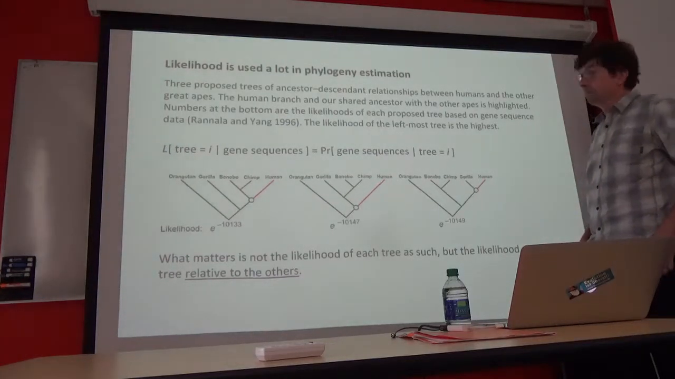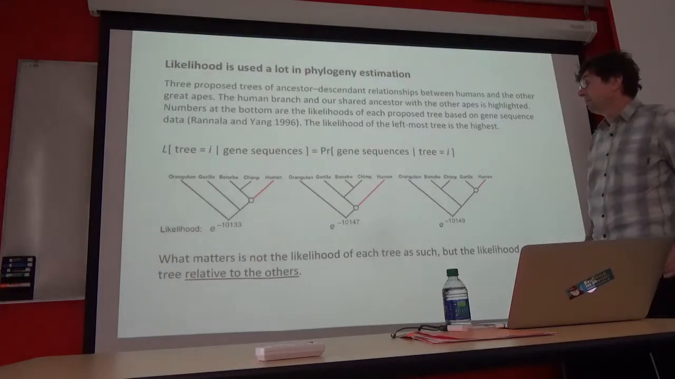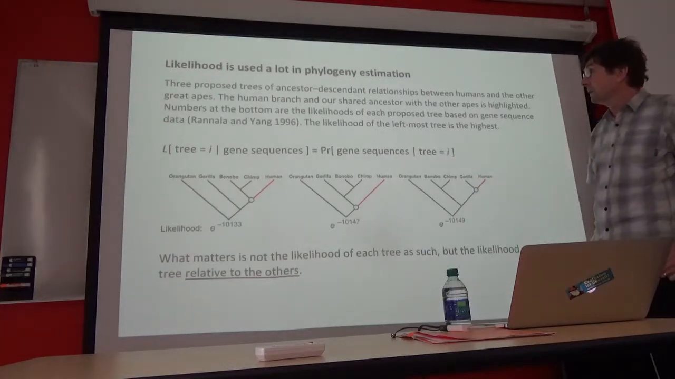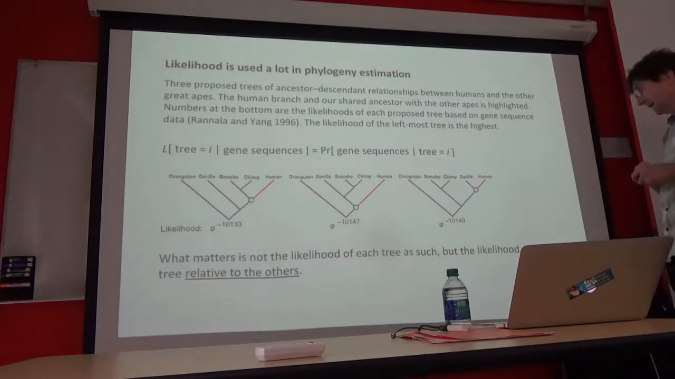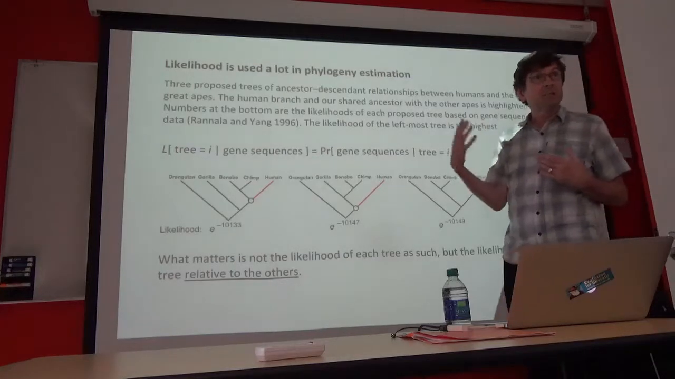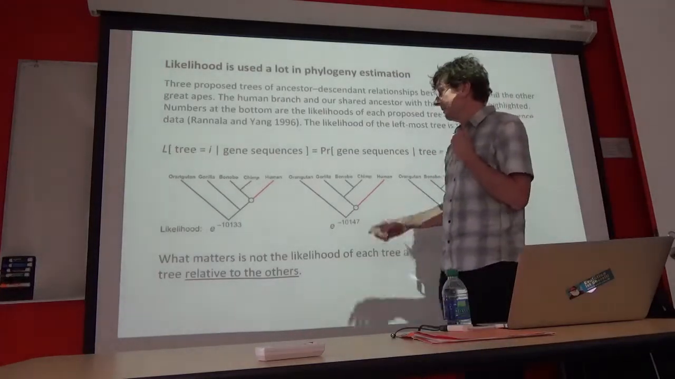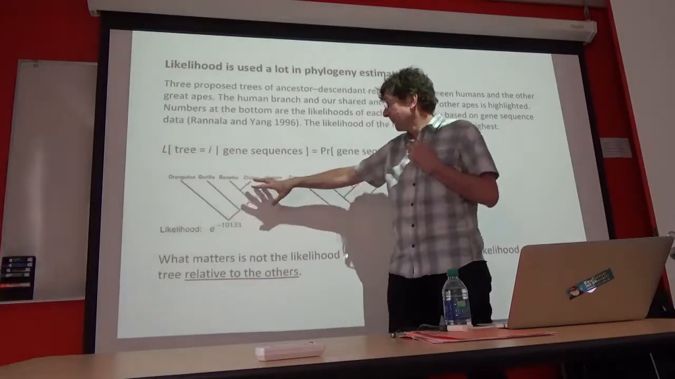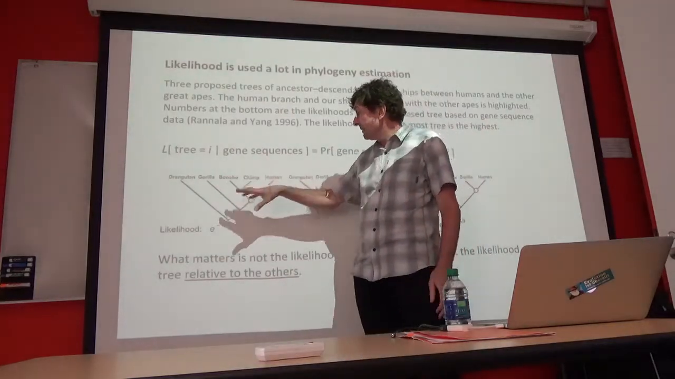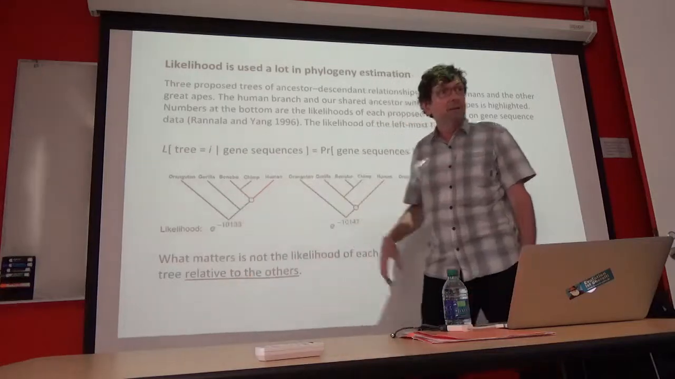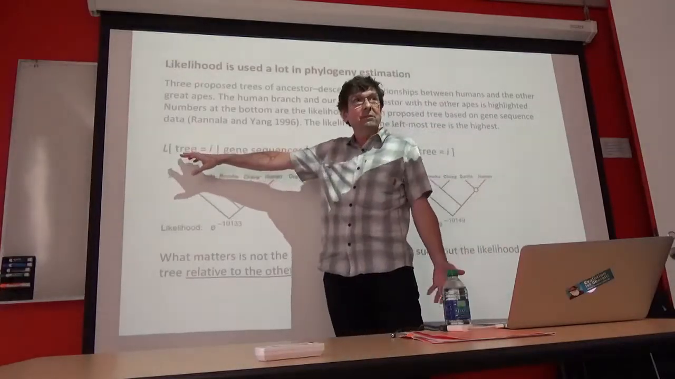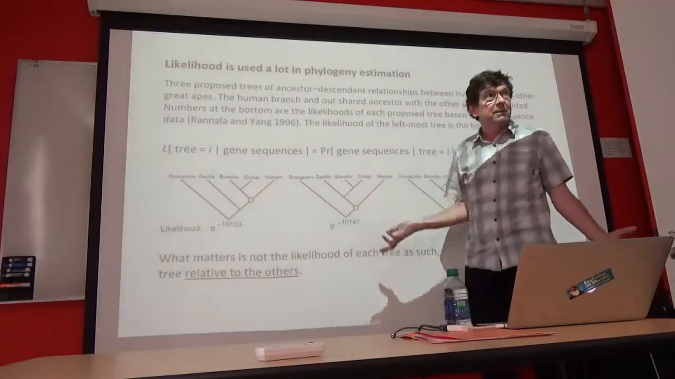But how the controversy was eventually solved is by a comparison of the likelihoods of each of these three alternatives in a paper by Randall and Yang, and there were other papers at the time, more or less doing the same approach. They had a probability model for molecular changes through time, and that allowed them to calculate the probability of getting the genetic data which they had for all of these taxa, and their differences among them, if this was the correct tree, or if this was the correct tree, or if this was the correct tree. Those represent the likelihoods of each tree: the likelihood of tree i given the data, which in this case was gene sequence data.